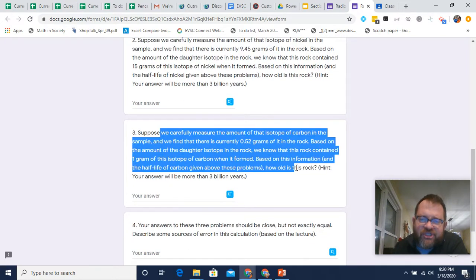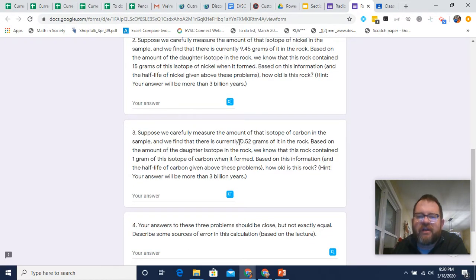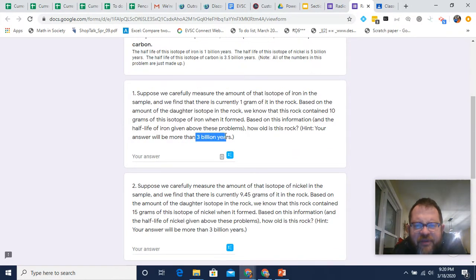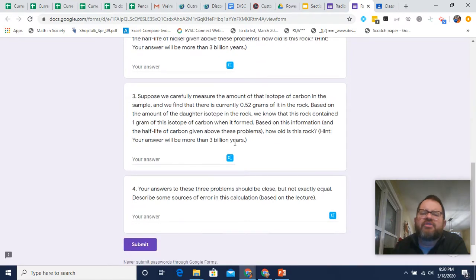And then you do the same question again, but this time for the carbon in the rock, where we say there's this many grams of carbon in the rock, and we know that there should have originally been this many grams of the carbon, and you've got the half-life of the carbon up here. Then you plug those numbers in, and you'll get a third estimate of the age of the rock. And again, they better not be spectacularly off. They should all be within a few percent of each other. That gives us some confidence that we know how old it is.